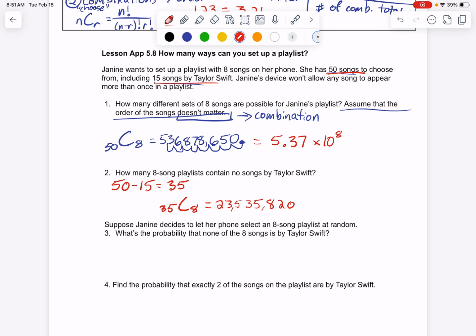23,535,820. If we wanted to put that into scientific notation, 1, 2, 3, 4, 5, 6, 7. So we could say 2.35 times 10 to the 7th, right?